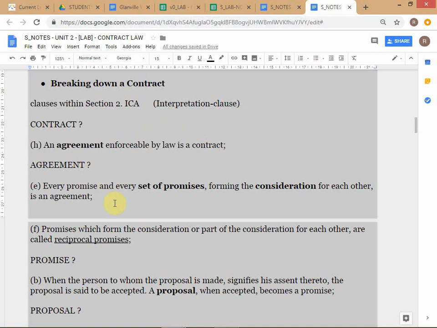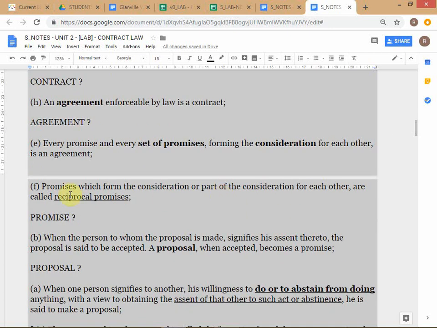So what is an agreement? Agreement is essentially every promise and every set of promises forming the consideration for each other. That is the definition of an agreement. So now again, you have a problem because in defining agreement, you have introduced words like promise and a word like consideration. Two new words have been introduced, so now you have to define these.